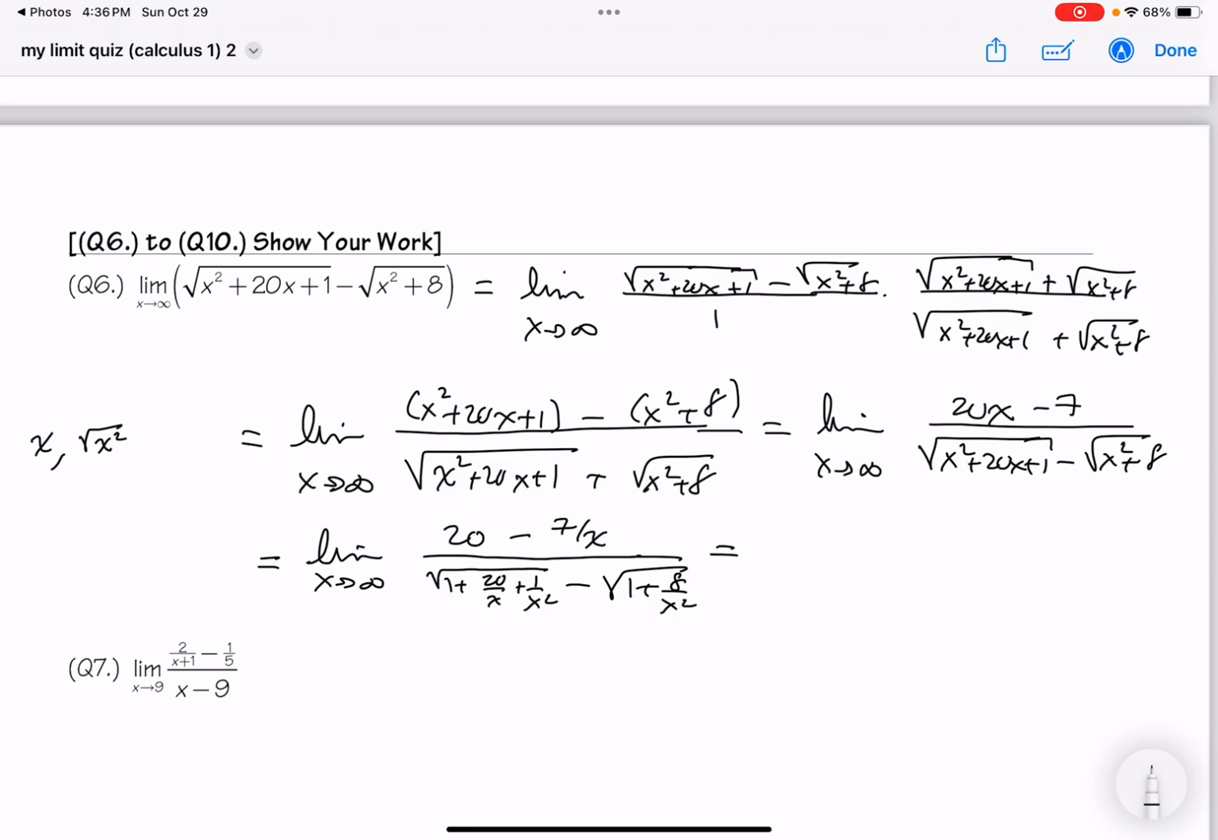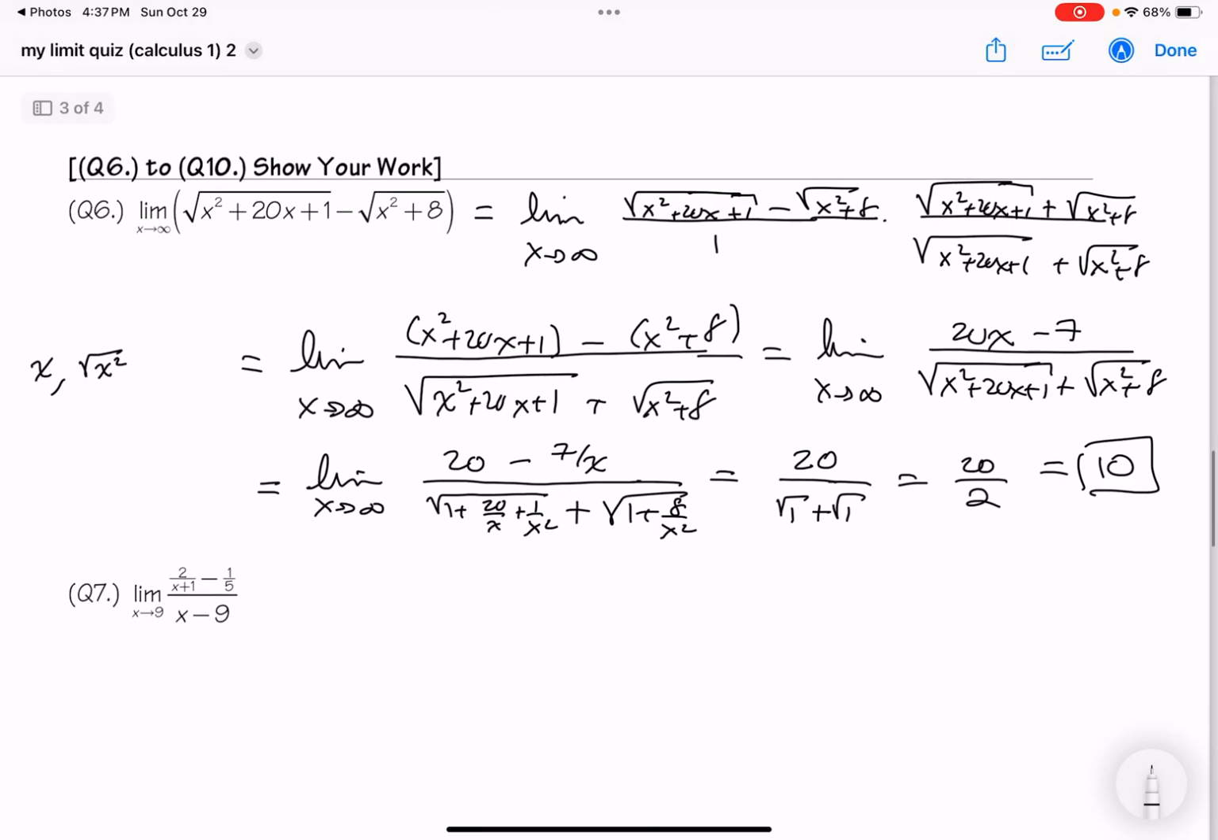I can. The top becomes 20, and the bottom becomes, let's take a look at that. You're going to get root of 1 minus, I'm sorry, that's a plus sign. I made a mistake there. Plus 1, sorry about that. So 20 over 1 plus 1, which is 2, which is going to be 10. So the answer would be 10 there. And that's the work supporting that, all right? So let's do the next one.